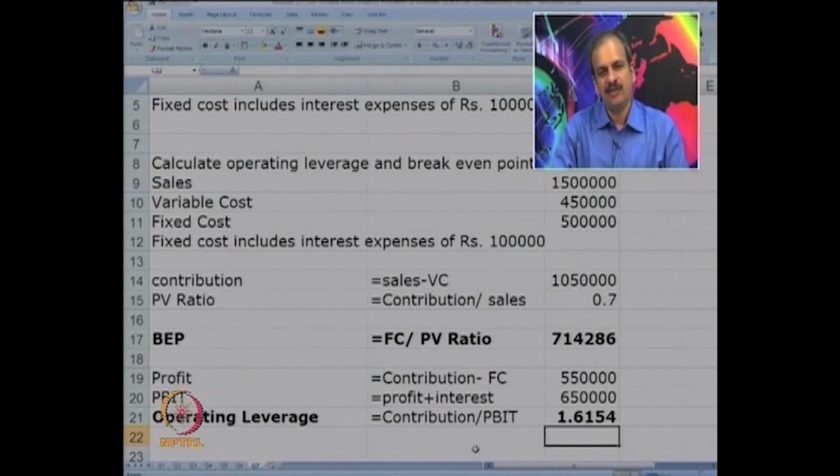I think you are more or less clear with the CVP concepts. There are 4-5 things we have mainly studied. We have studied contribution, then PV ratio, then BEP, margin of safety, and in today's session we have done operating leverage. All these concepts are very much useful for decision making. We will continue to discuss how they impact decision making.